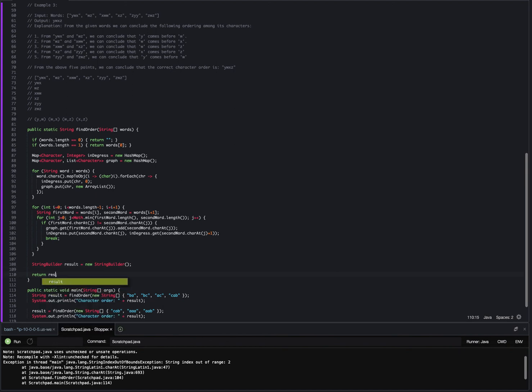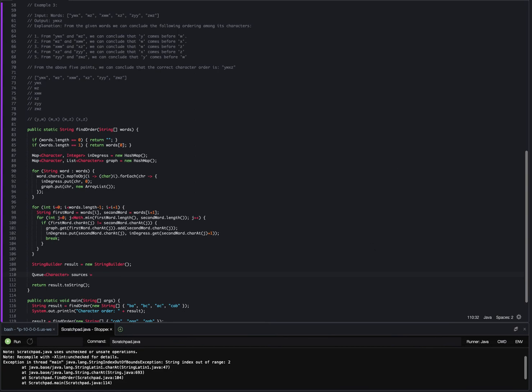And I'm going to return this. Now for the actual sorting, we are going to use BFS as the traversal method. So let's take a queue. And this queue actually just represents the sources.